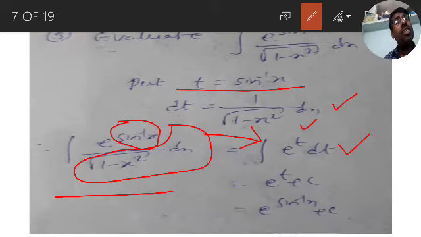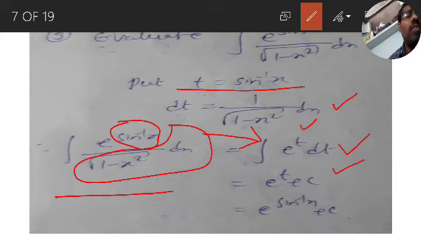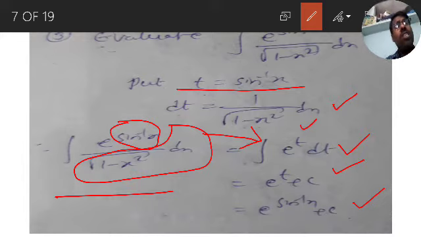The given integration, we don't know what it is, it is not in a standard form, but by the substitution, the given integral is converted into a known formula, a known integral in standard form. Integration of e power of t dt is e power of t plus c. t is equal to sine inverse x, so that is e power of sine inverse x plus c. Are you getting, guys?